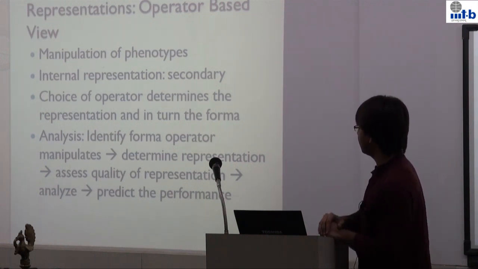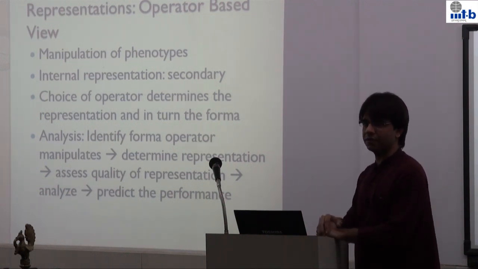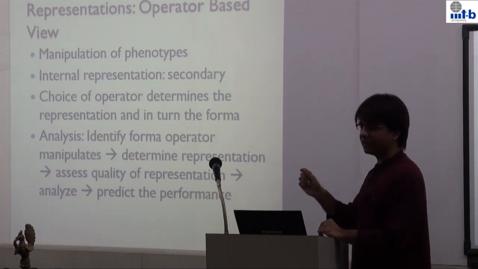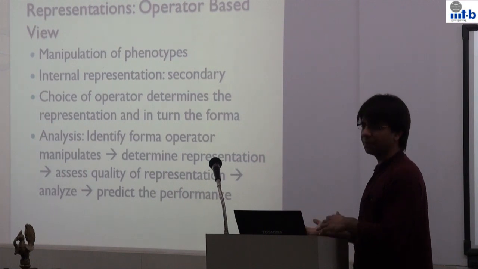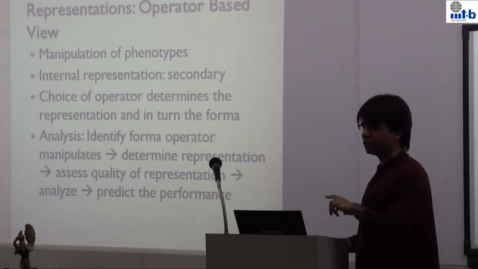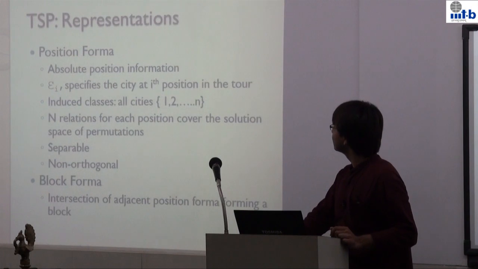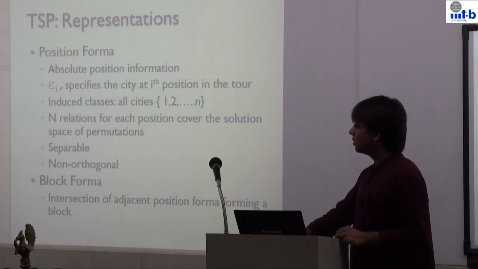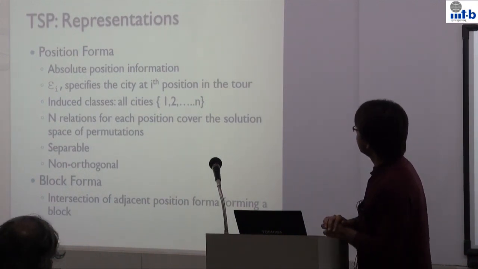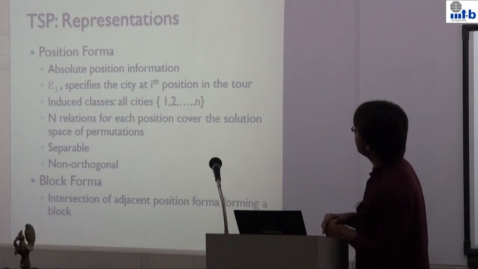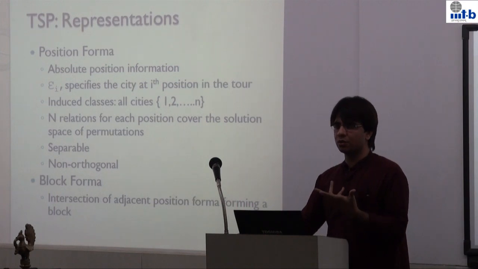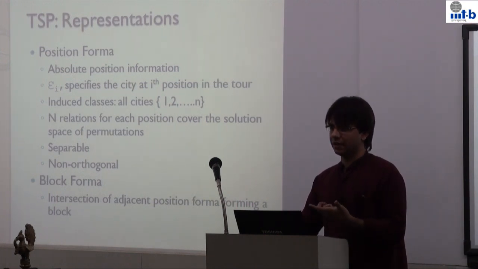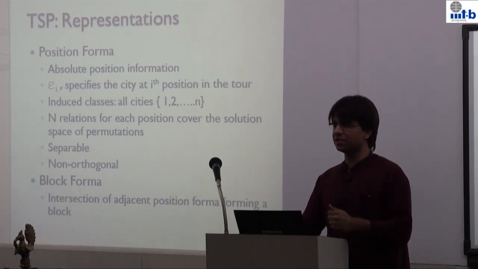Identify the forma on which the particular operator operates, then determine the representation on which it is working, then assess the quality of the representation and predict the performance accordingly. So the traditional approach was totally different from this. Now coming to my particular work, where we deal with the TSP problem. Any TSP problem is actually a tour. We need to find the optimal tour, where we need a permutation which is best according to the tour length, distance wise.